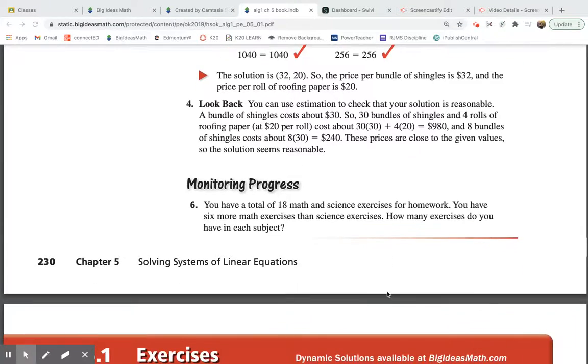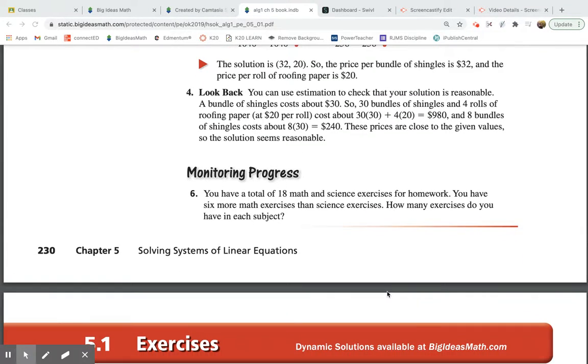Okay, if you are struggling with this one, that's okay. I know this one's harder. You can just watch through till we go over it. But try number 6. It's okay if you don't get it.